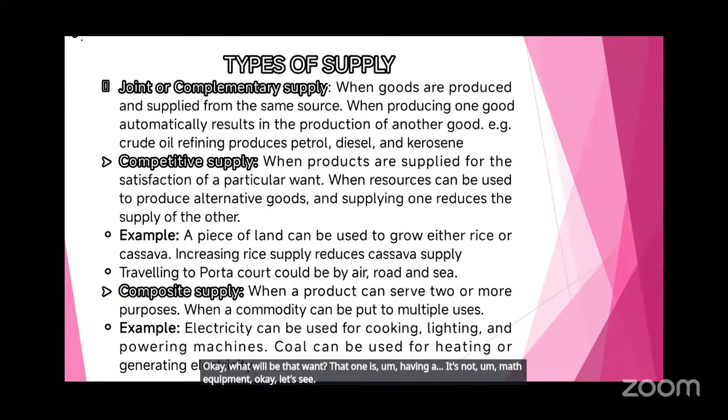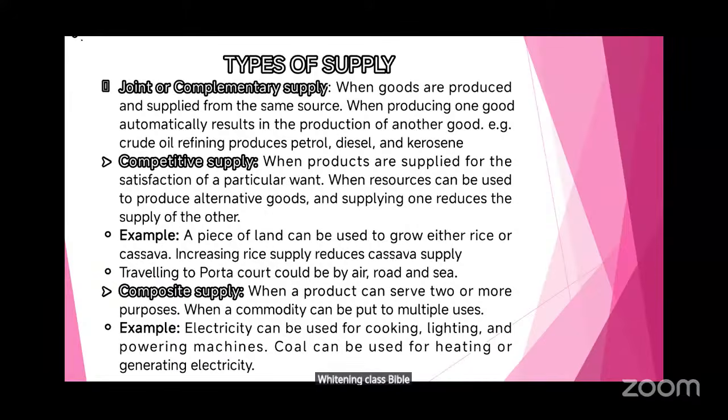Writing in class, Bible or pencil. Writing in class, Bible or pencil. I would rather prefer, rather than the Bible or pencil, I would prefer black Bible and blue Bible.